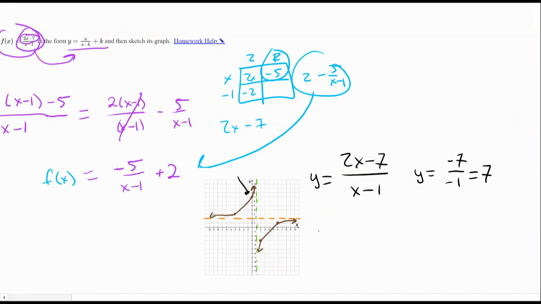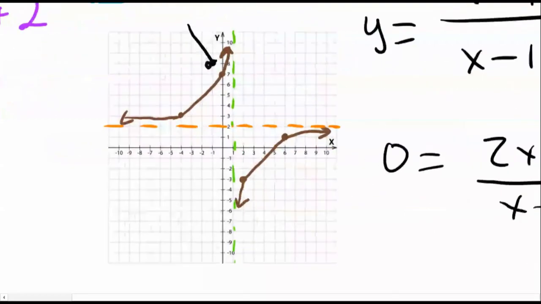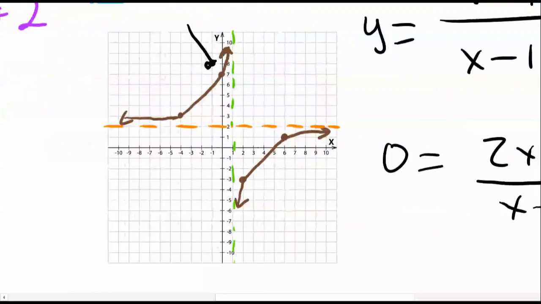For my x-intercept, I set the expression 2x minus 7 over x minus 1 equal to 0. I multiply x minus 1 to both sides, add 7 and divide by 2. So I should get 7 halves as my x-intercept. That would be the same thing as 3 1/2. So 3 1/2 right here.